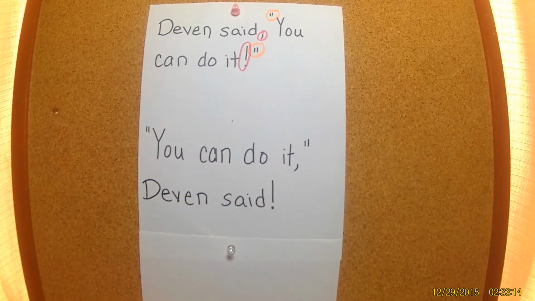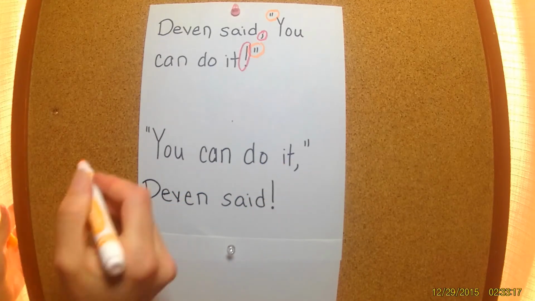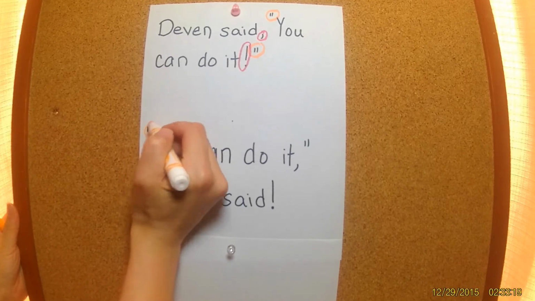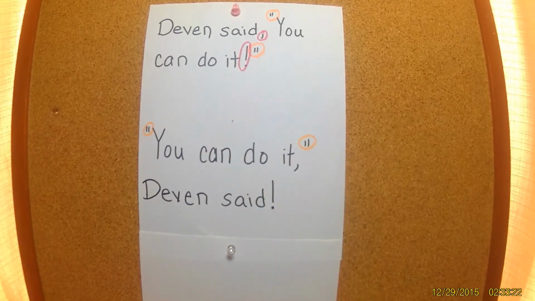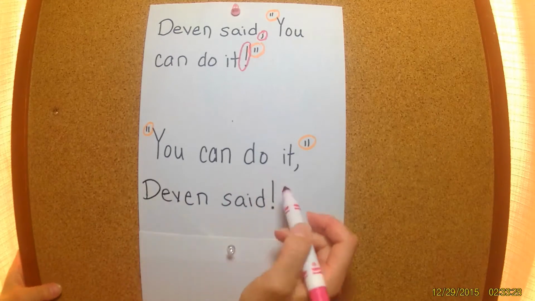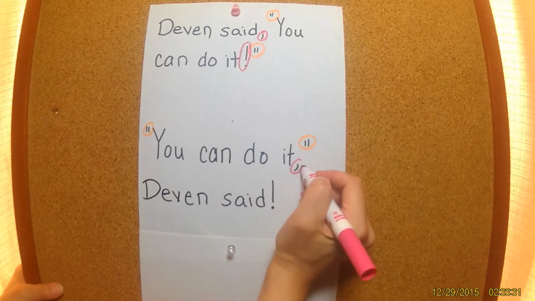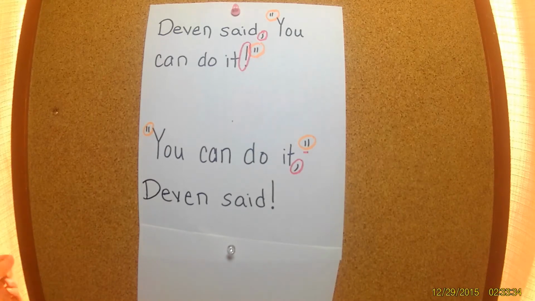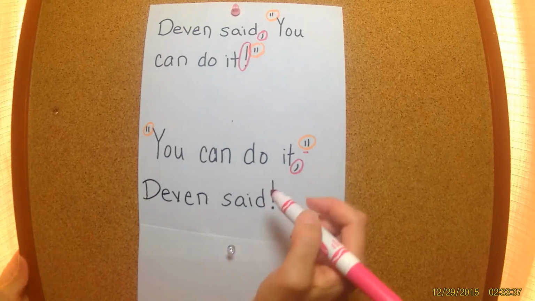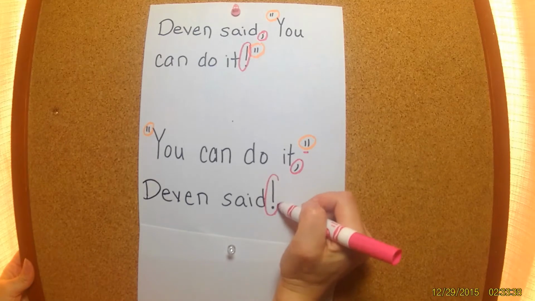We're going to first find our quotation marks that indicate what he said. Now, if you also notice, the pause or the comma comes after what he said, but still inside of the quotation mark. Our exclamation part comes at the very end of the sentence.